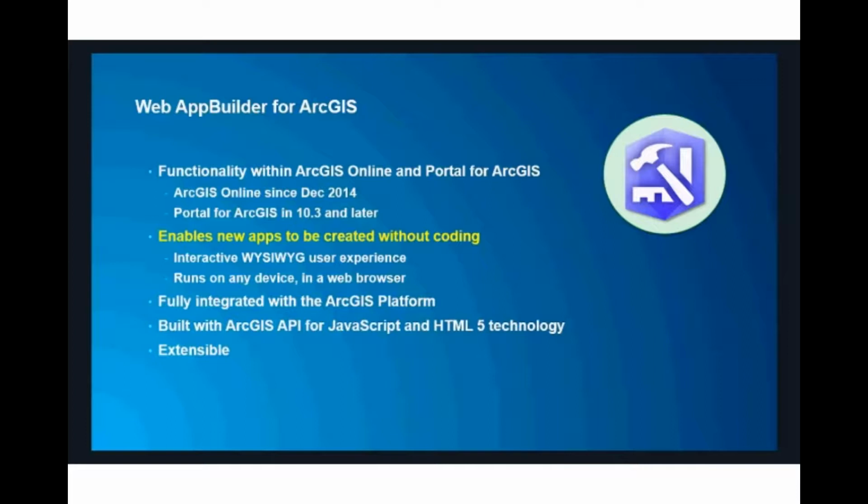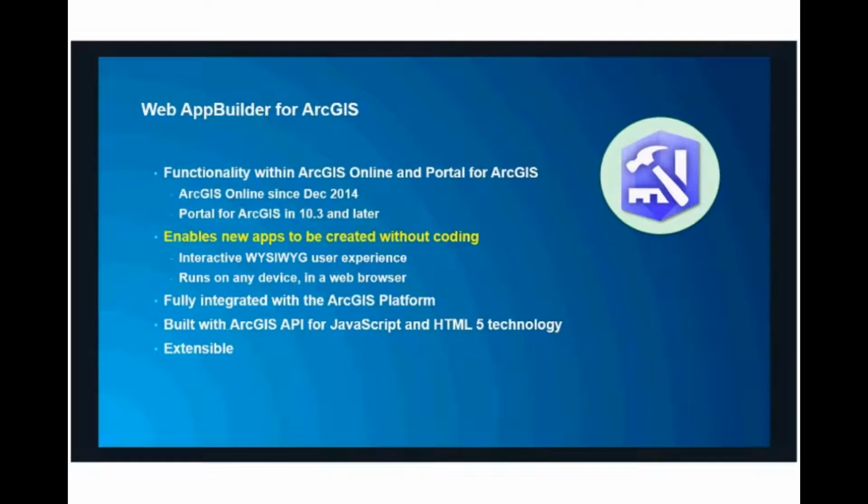Basically, Web App Builder for ArcGIS started being supported in ArcGIS Online since December 2014, and in Portal for ArcGIS from version 10.3 and later. It enables apps to be created using what we call the what-you-see-is-what-you-get user experience, where you do something, launch it and see how it looks before saving and finally deploying it for public use. It is fully integrated within the ArcGIS platform and it is extensible.